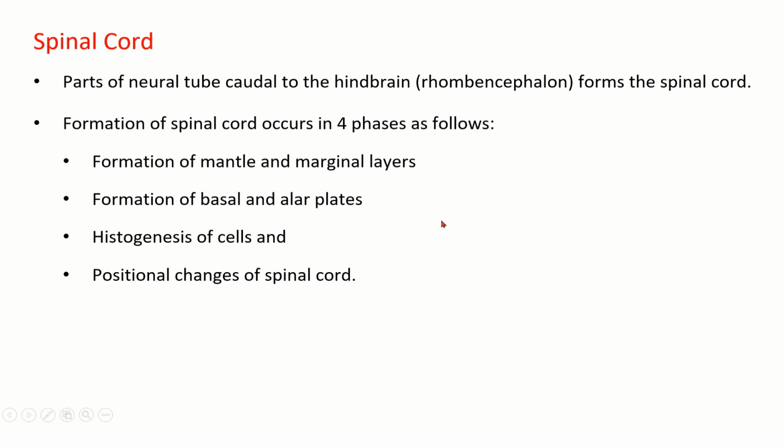So this is the second session of development of brain, spinal cord and pituitary gland. So here we'll see the development of spinal cord and neural tube defects. The parts of the neural tube caudal to the hindbrain form the spinal cord. It is in 4 phases, that is formation of mantle and marginal layer, formation of basal and alar plates, histogenesis of the cells and positional changes of the spinal cord.